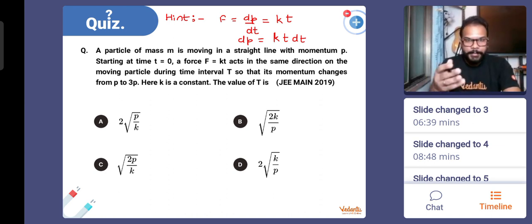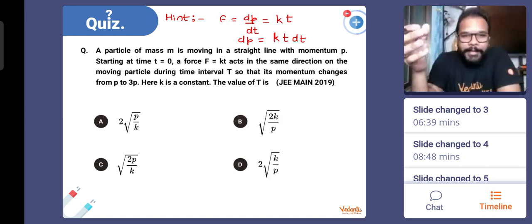Switching off the chat in front of you guys. A particle. Before I even read the question, if you have any doubt in the previous question, or previous to previous question, just hold on. This is the second last question.